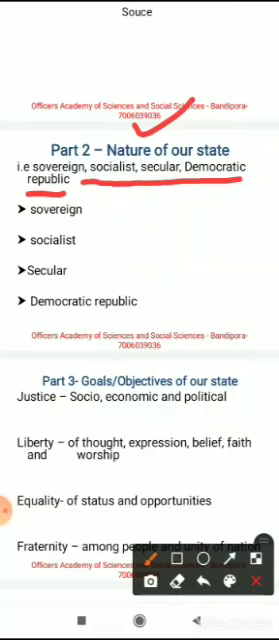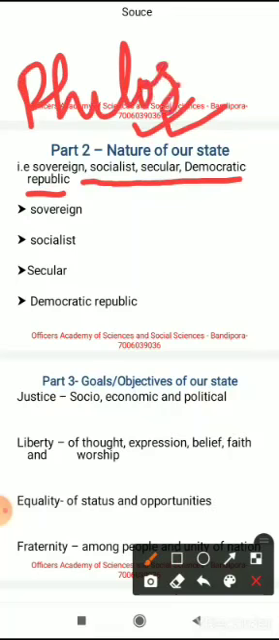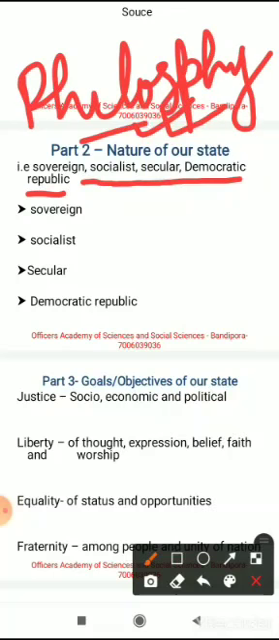So the part first says we the people of India, that is the source, and the part second says the nature of our state. Nature means the philosophy of our constitution. It means the questions are being asked, what is the nature of Indian state, or what is the philosophy of Indian constitution.